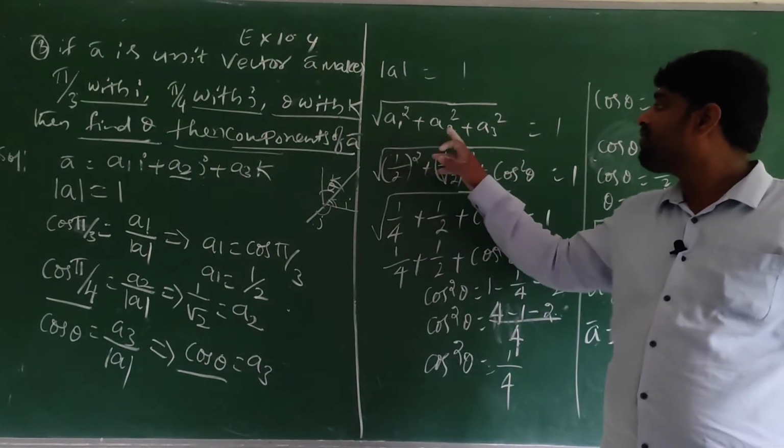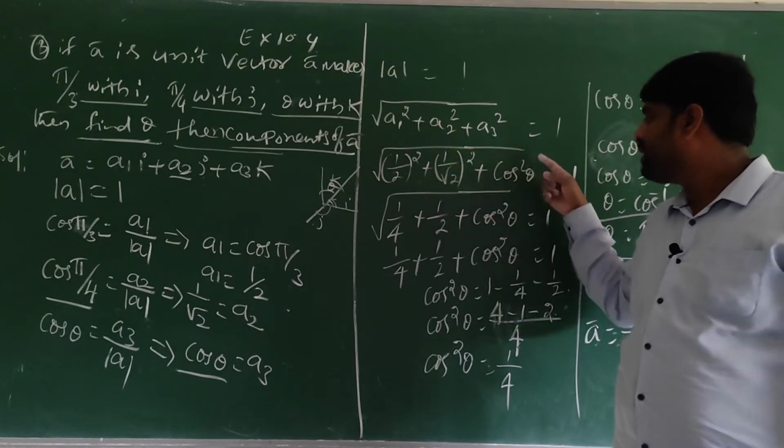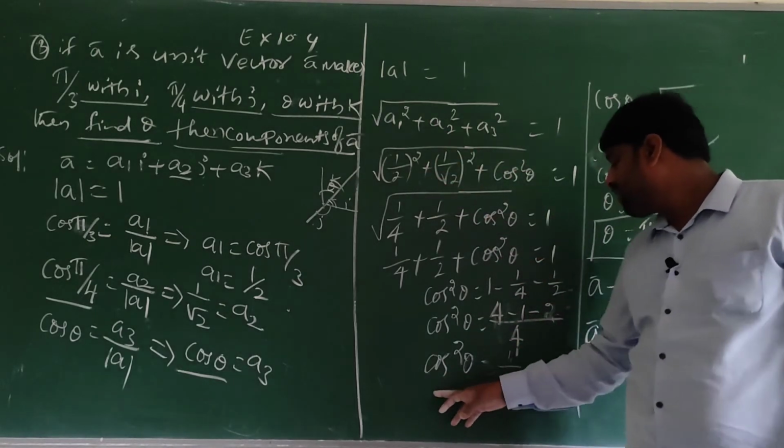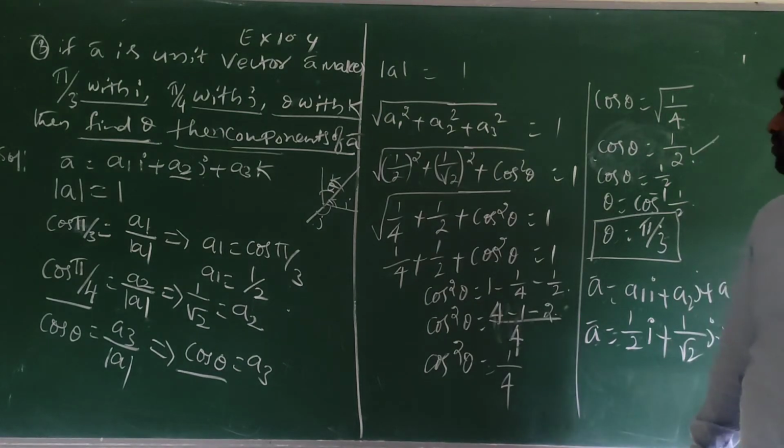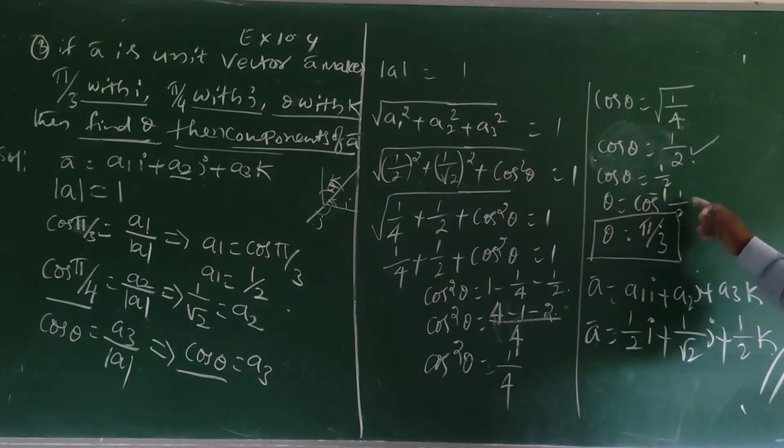Square root of a1 square plus a2 square plus a3 square equals 1. Substitute a1, a2, a3 and simplify. You will get cos square theta equals 1 by 4. Cos theta equals 1 by 2. Theta equals cos inverse 1 by 2. Theta equals pi by 3.